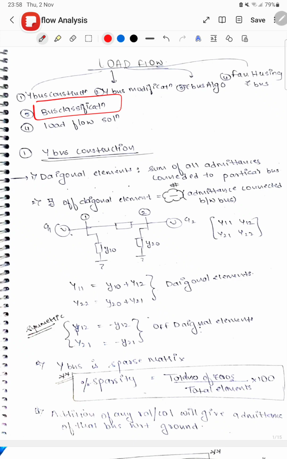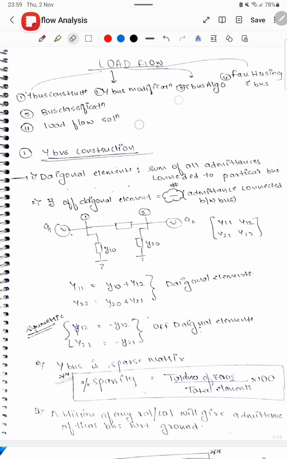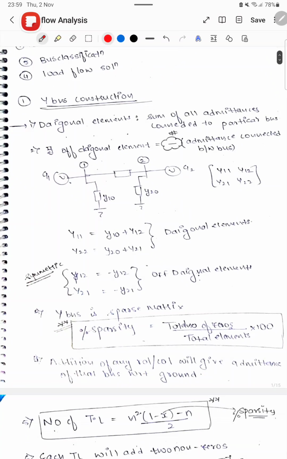So in classification of bus we'll talk about PQ, PV buses. Then we'll talk about ref bus, generator bus, slack bus. Then we'll move into load flow solutions, wherein we'll talk about Jacobian matrix. We'll talk about number of equations in Jacobian matrix and so on. Okay, so let's get started with the first topic, that is construction of Ybus.